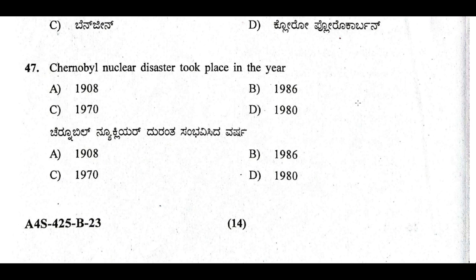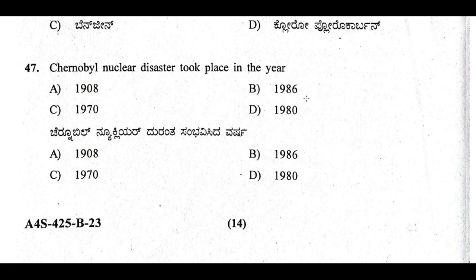On April 26, 1986, the number 4 RBMK reactor at a nuclear power plant at Chernobyl, Ukraine went out of control during a low power test, and an explosion and fire demolished the reactor building and released a large amount of radiation into the atmosphere. So the year 1986 is the right answer. This disaster took place in 1986.